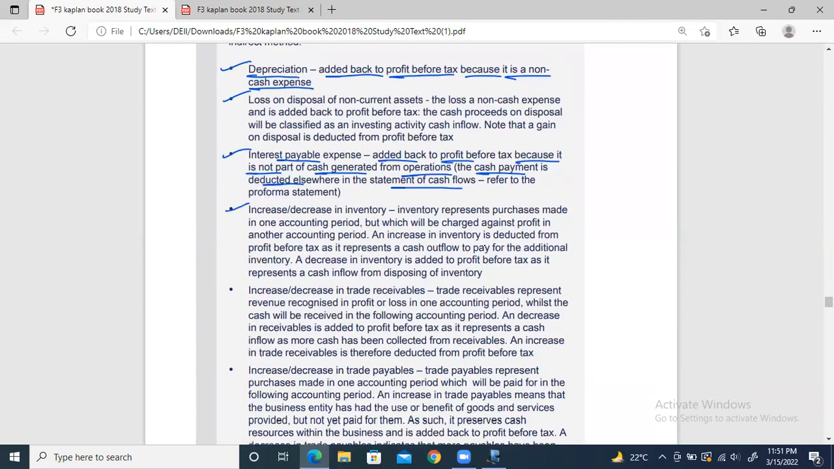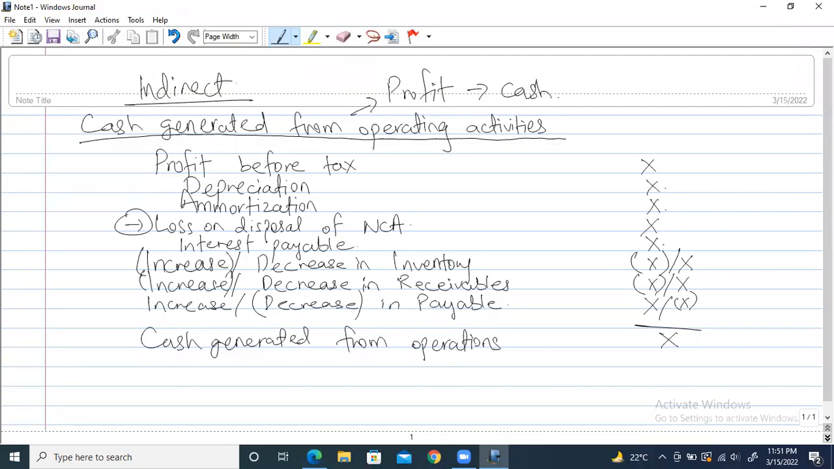Now, increase, decrease in inventory, I don't think there is any need to discuss this because if we read it from here, you will be more confused because I have already given you an adequate explanation over here.